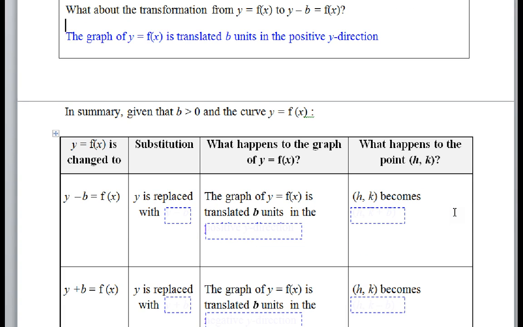Just a quick summary. This table is not meant for you to memorize. Really, it's not meant to. If you understand the principle of it, there's no need to memorize. Look, if you replace y with y minus b, okay? Too easy, right? Way too easy.